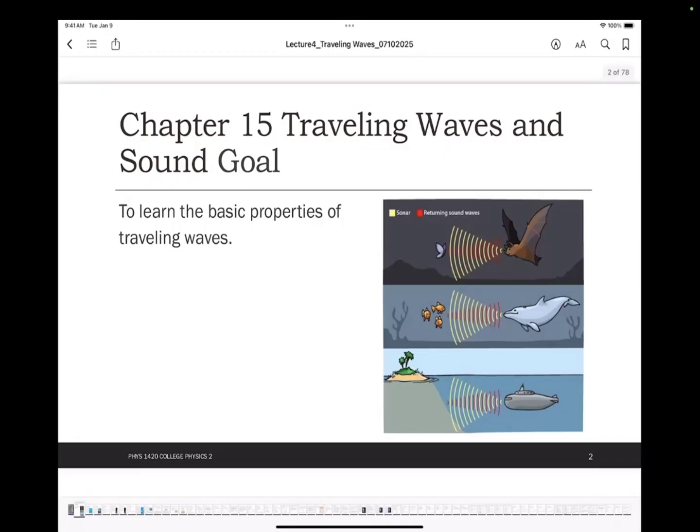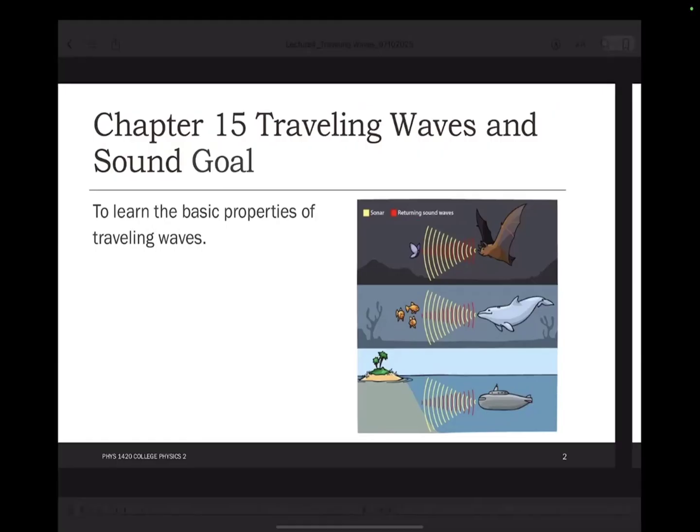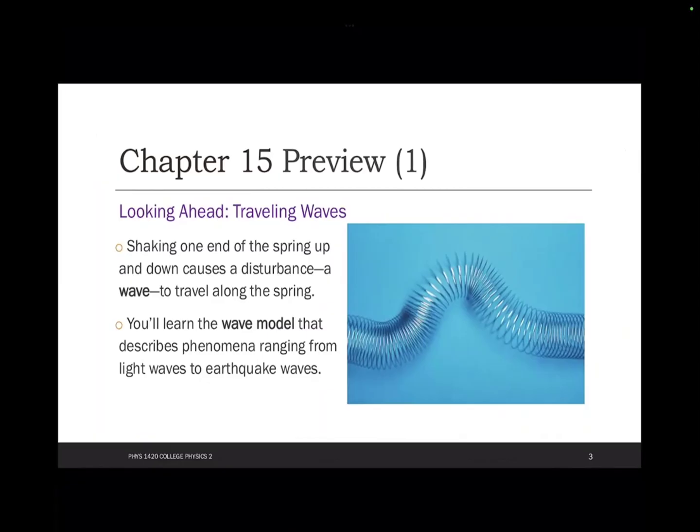But there are lots of waves in the real world that you cannot see, for example sound waves, light waves, and other different waves like electrical waves and magnetic waves. Many waves. Those waves have some specific rules, and we will learn about them in this chapter. Let's preview chapter 15.